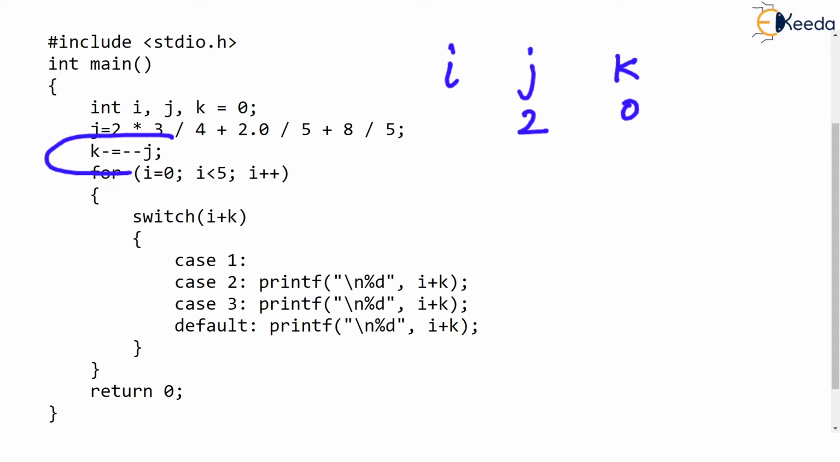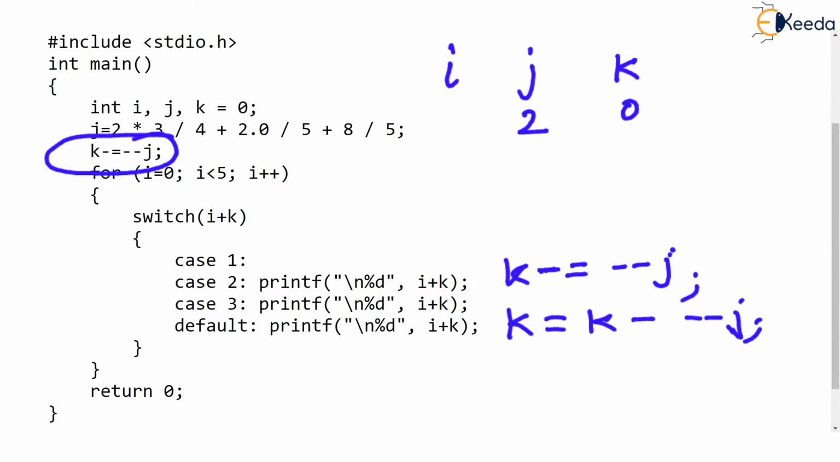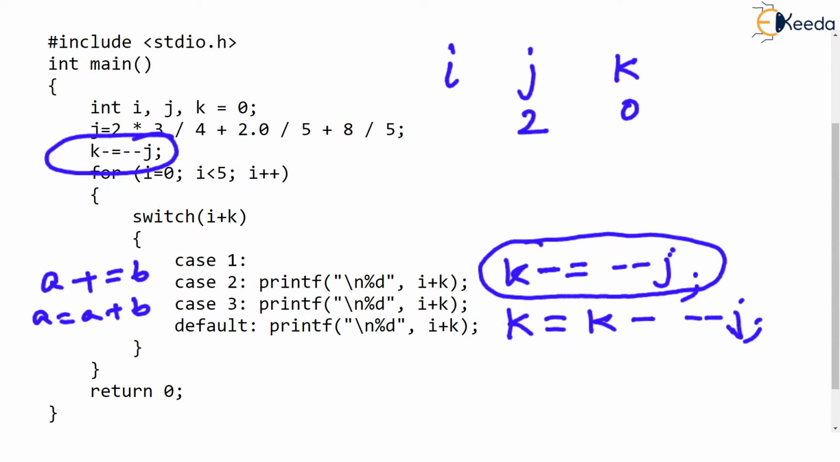Now let's observe this expression where K -= --J has been written. Now this minus equal to actually means K should become K - (--J). In short, if the expression is something like this, watch it. A += B, suppose. Then it means A = A + B. Okay. So here we have K -= --J. This is actually K = K - (--J).